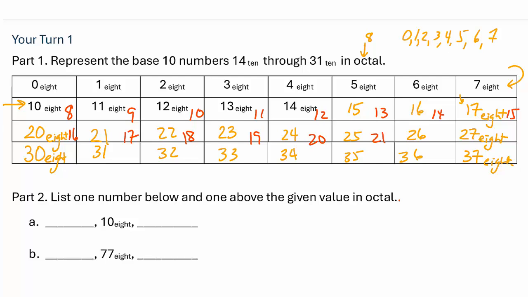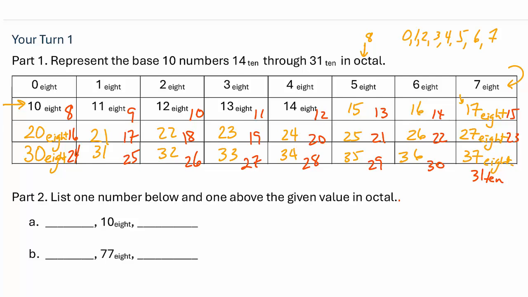Think of it as a code, except it's a very predictable code for our numbers because it follows a pattern. So we got all the way up to 31 in base 10. The yellow numbers are how that same quantity is represented in base 8. The red is how that same quantity is represented in base 10.